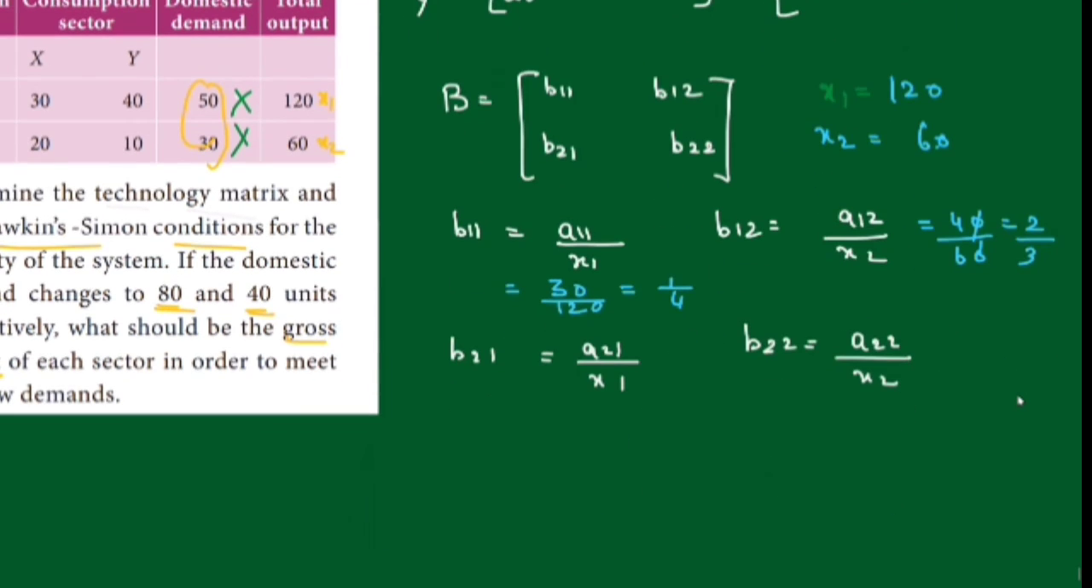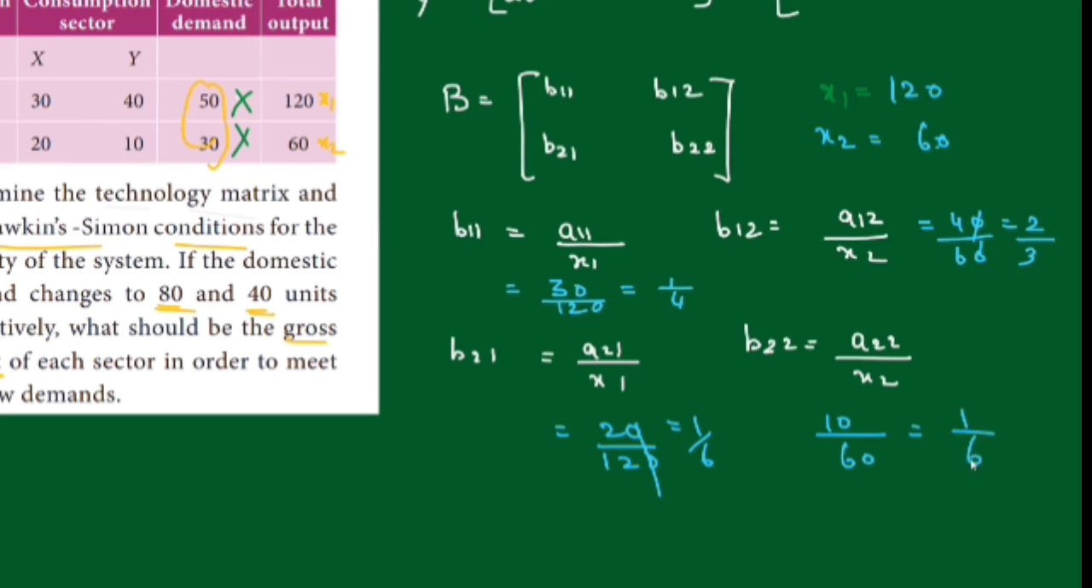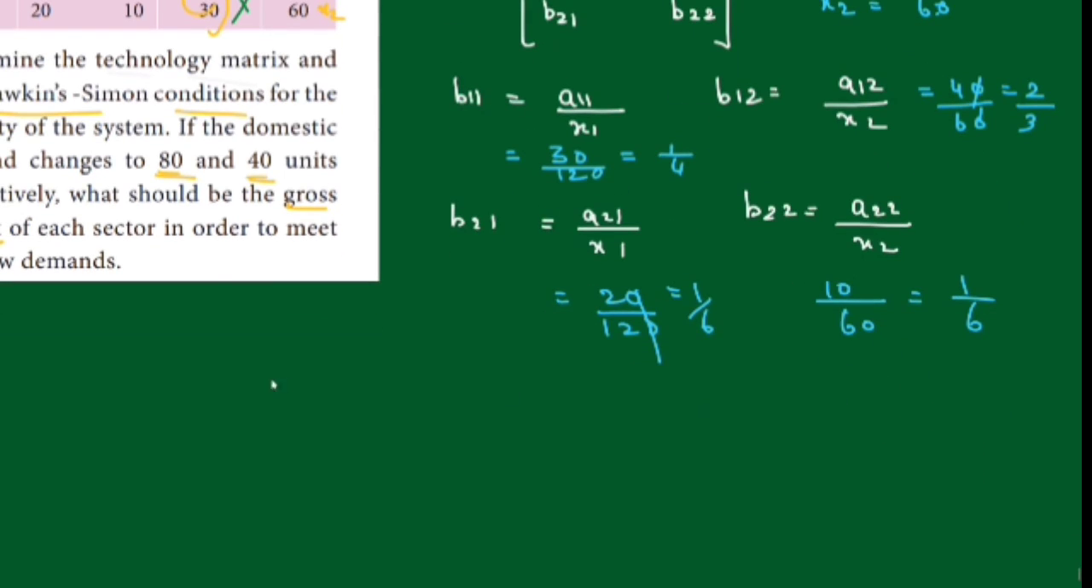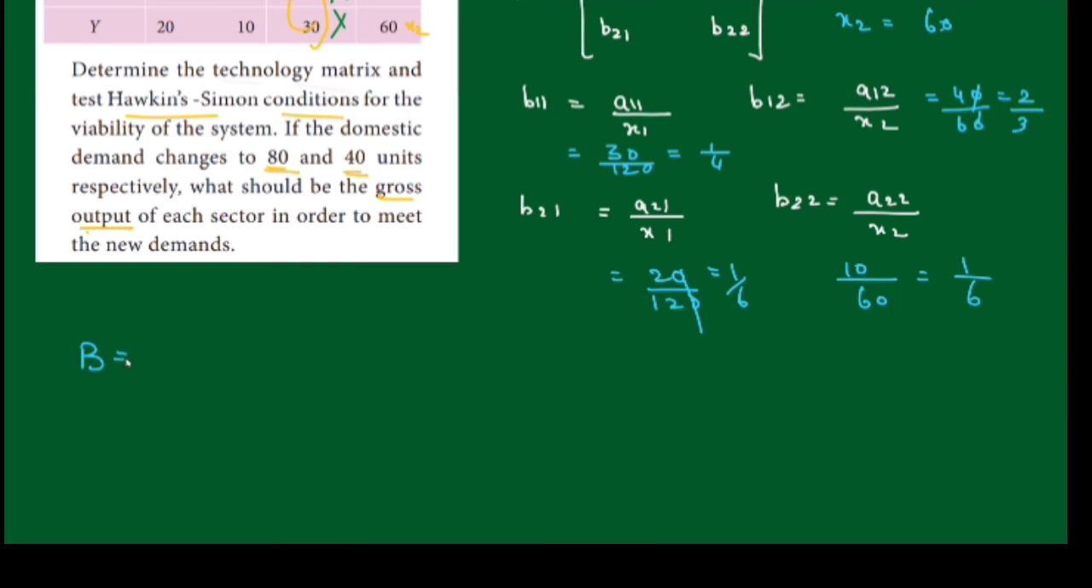A21 by X1. That means A21 is 20. 20 by X1 is 120. So that is 1 by 6. B22, A22 is 10 by X2, which is 60. That is 1 by 6. Now let us write the technology matrix. That is matrix B: 1 by 4, 2 by 3, 1 by 6, and 1 by 6. So this is the technology matrix.